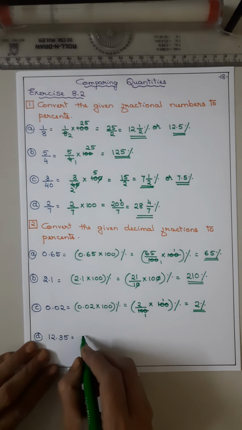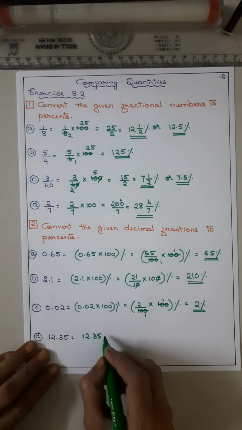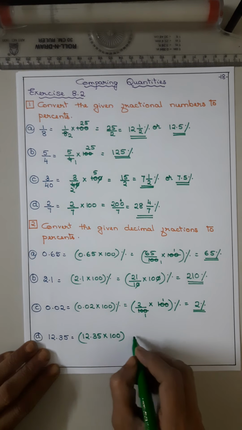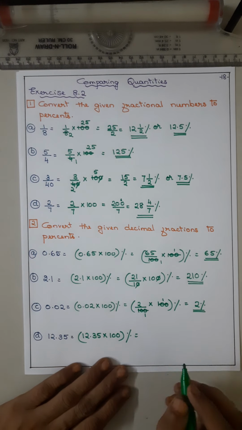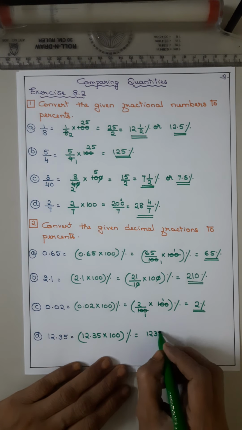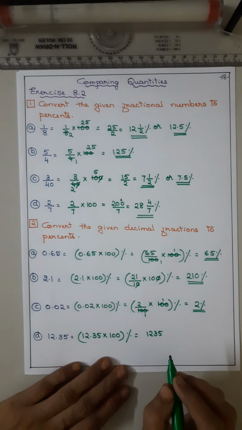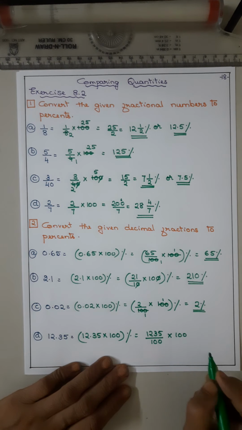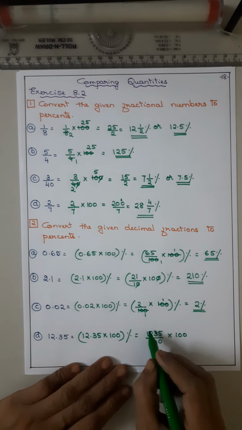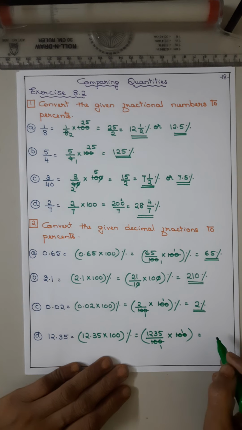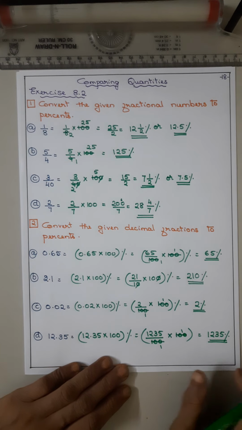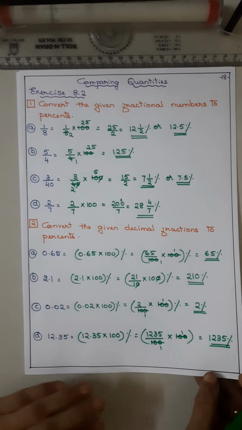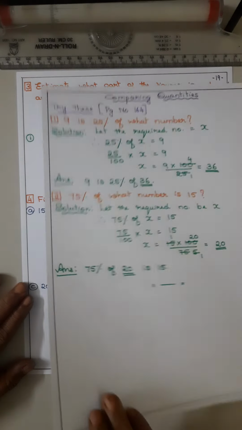Now it is 12.35 into 100%. So 12.35 is written as 1235 without the decimal, and the denominator 100, 2 decimals. So divide by 100 into 100. So this is written like this. Okay. Now this is 100 ones are 100, so how much will it be? 1235%. Is it clear? So the first and second questions are over.